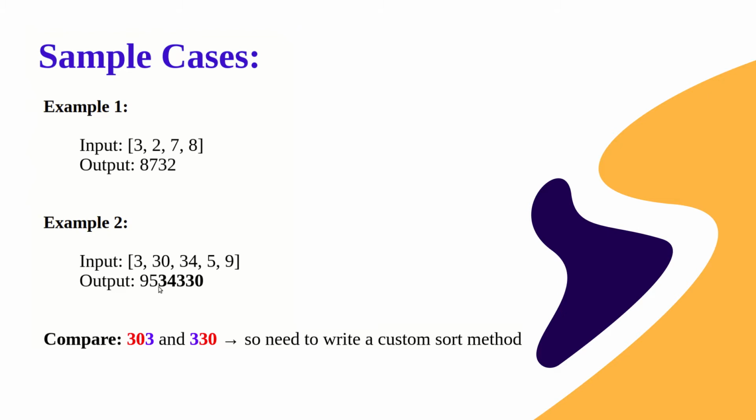But there's one constraint here: you can't change the elements provided to you, like you can't rearrange the digits of an element. So 30 should be taken as it is. It's not possible to put 3, then 34, then this 0. Digits cannot be rearranged within a particular element, but the elements themselves can be rearranged among each other. Now how do we understand this output? They have just taken 9, 5, 34, 3 and then 30.